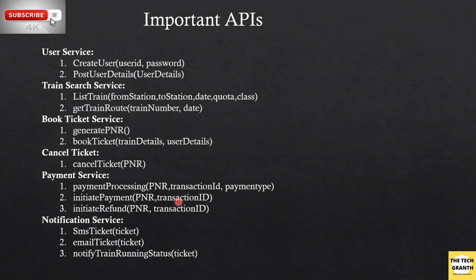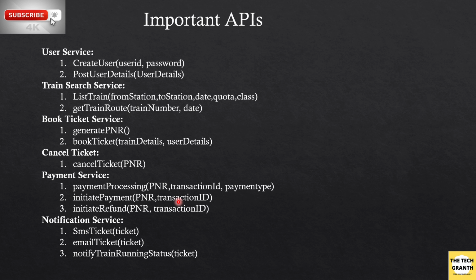Now the last one is the notification service. Notification will have different kinds of notification, like SMS, email, or you can also send a WhatsApp notification saying what is the current status of your train if you have already booked. So these are the few important services.